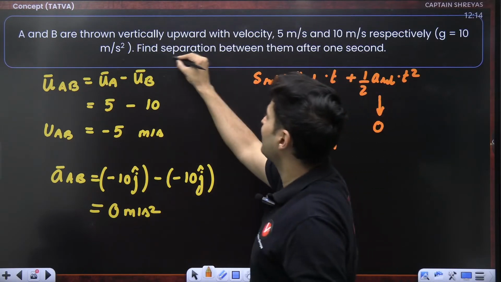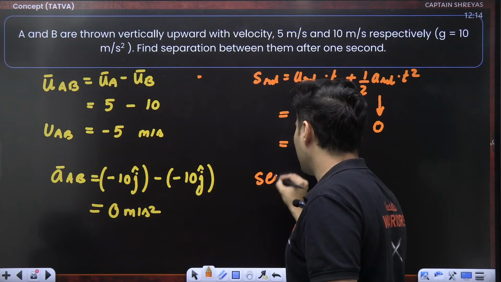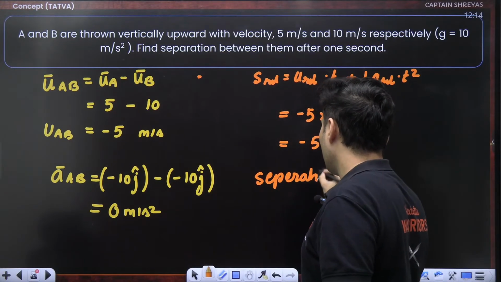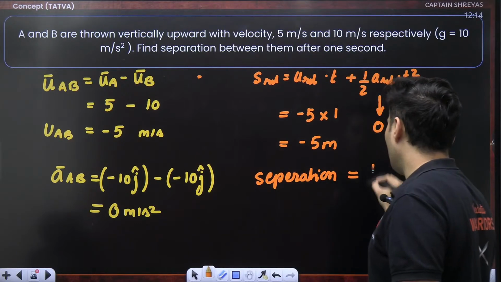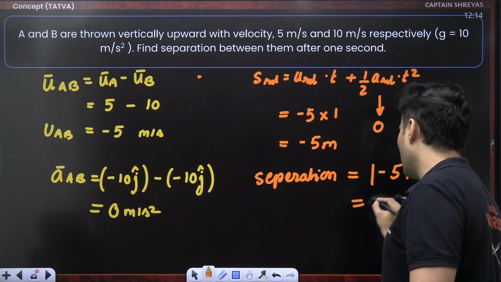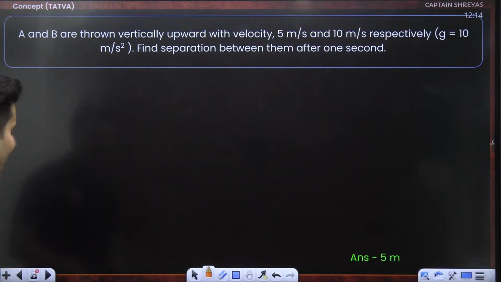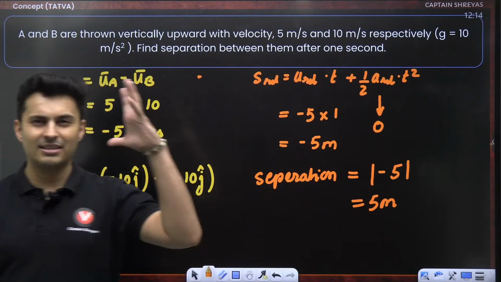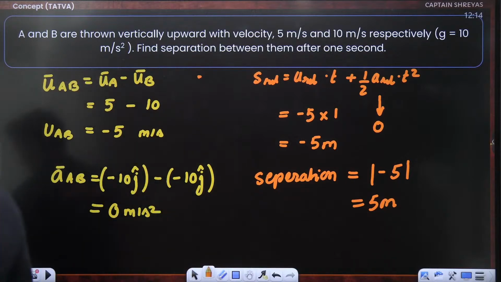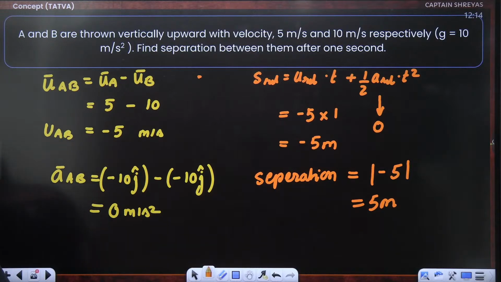But they have just asked the separation. So separation will be nothing but the modulus of negative 5. So it will be 5 meters. I'm just interested in the modulus. Answer is 5 meters. Okay, I'm just interested in the mod value. Is that okay? Yeah. Very good. Excellent.